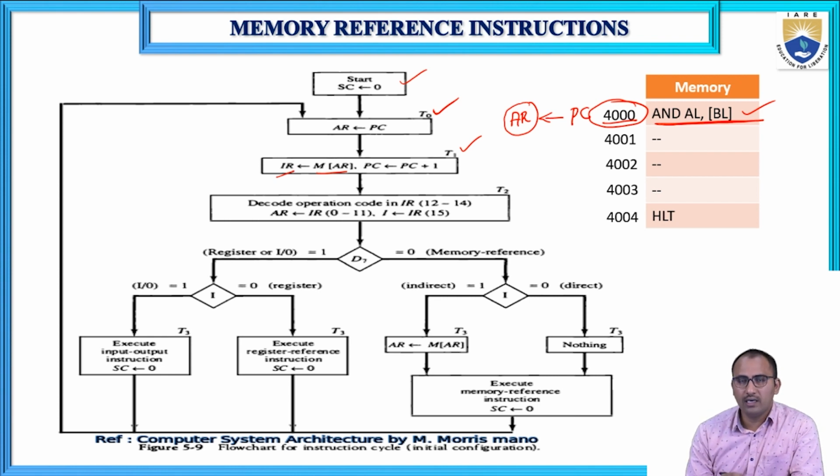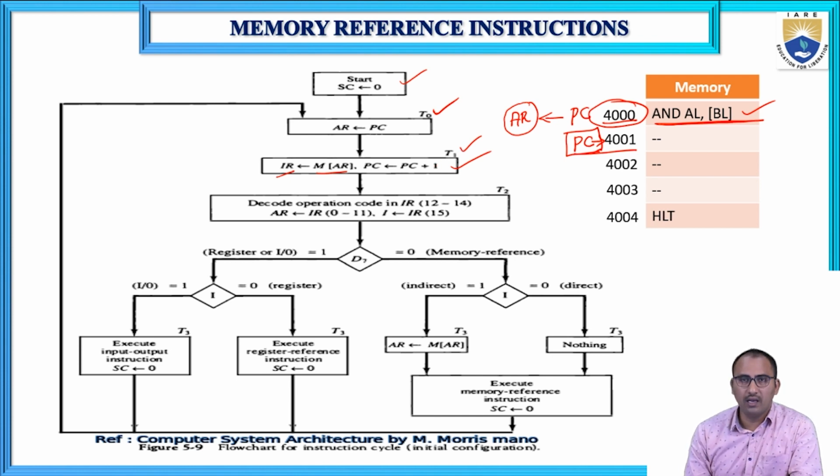After that, we have to increment the program counter. Now the program counter stores 4001, because whenever the first instruction is fetched from the memory, it will then be decoded and executed. After the first instruction is executed, the next instruction has to be fetched from the memory. That's why we store the address of the next instruction in the program counter. That takes place during the T1 clock cycle.